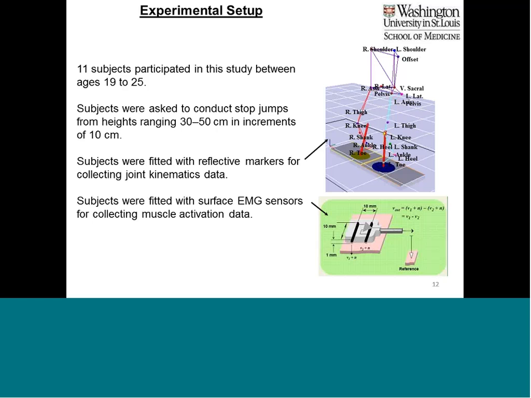And they were also fitted with surface EMG sensors. These were wireless sensors that were fitted to the lower extremity muscles. We were limited in the number of channels we had on the wireless device, so we fitted the EMG sensors on 8 of the important knee muscles, which included the quadricep femoris, the vastus lateralis from the quadriceps, the bicep femoris, hamstring, and the gastrocnemius.